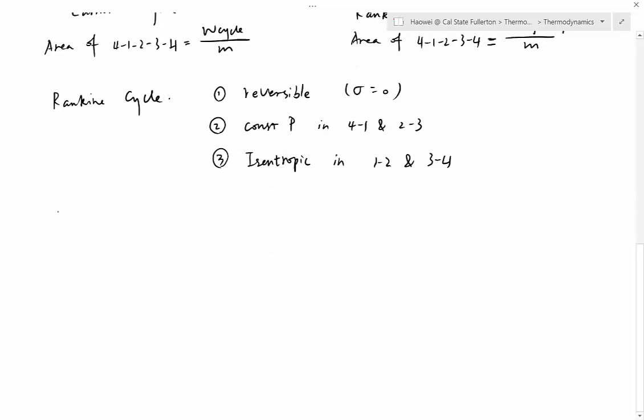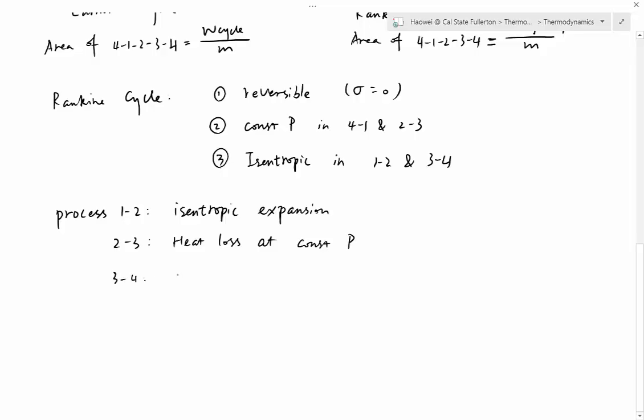Okay, so again, process 1 to 2 has a name. It's isentropic expansion, same as before. And then process 2 to 3 is the condenser. That's where you lose heat. It's a heat loss process at a constant pressure. And then 3 to 4 is the pump. It's isentropic compression, which is the same as before.